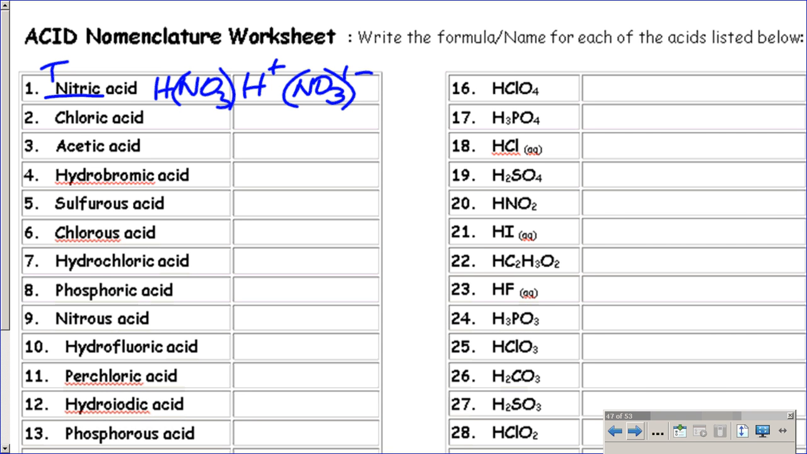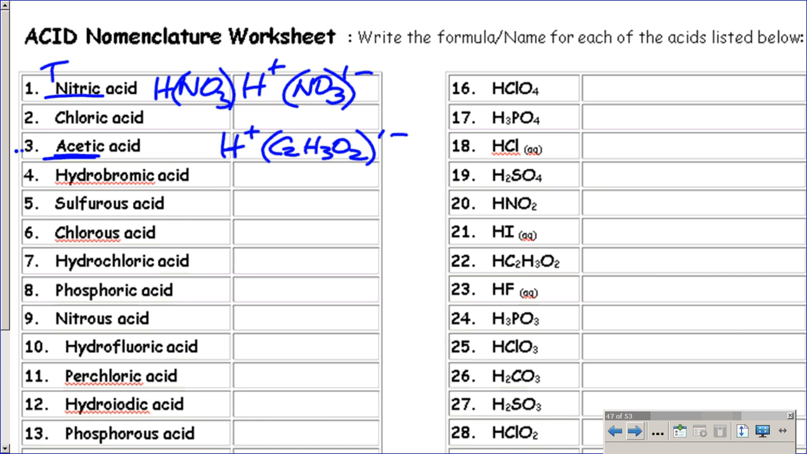All right, let's skip one because I'm gonna need some space here. Let's go to number 3. Binary or ternary? Ternary, because what do you not see? Hydro. So no hydro means it's ternary. So it means it's got a polyatomic ion. What polyatomic ion is acetic? Acetate. Okay, acetate's formula is C2H3O2 parentheses 1 minus. That's acetate. It's a big one. Okay. What's the other ion here? Hydrogen ion. Okay, crisscross applesauce. What we got here?